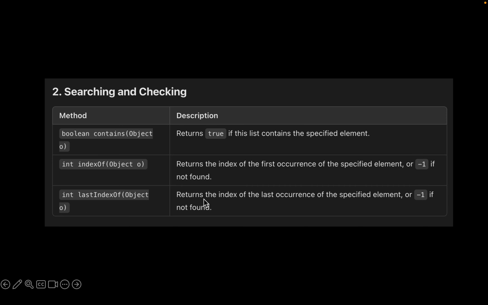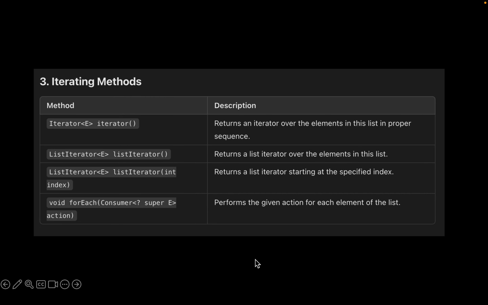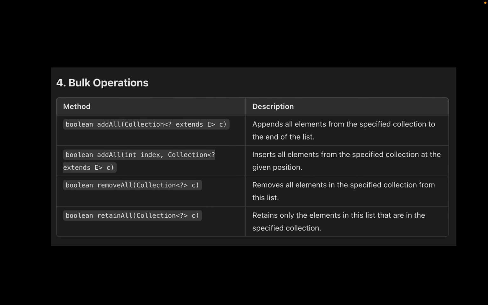And there are so many others. They are self-explanatory. I think you can understand them easily. So lastIndexOf returns the index of the last occurrence, the last one you find, and so on. Now iterating, going into the iterators, you can go into the loops. So it returns an iterator over the elements in this list. That's one, and there's another one on bulk operations, which do an operation on all elements.